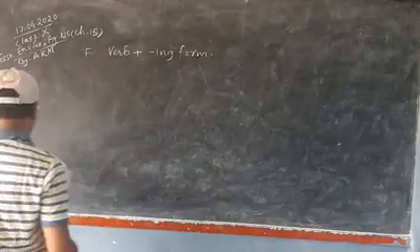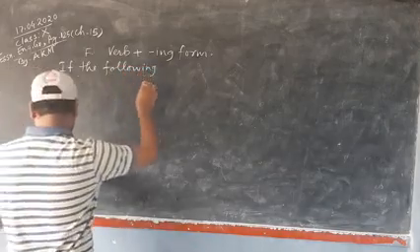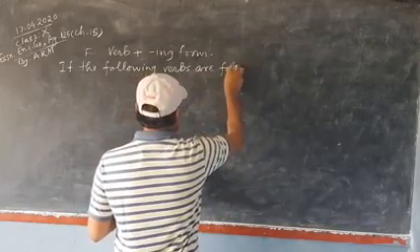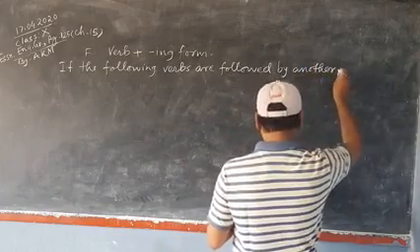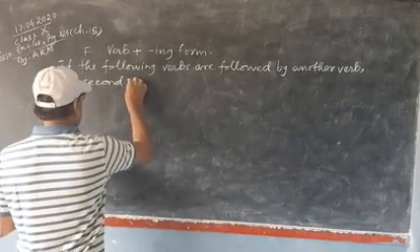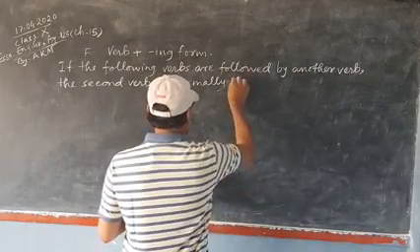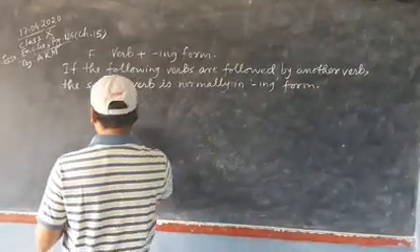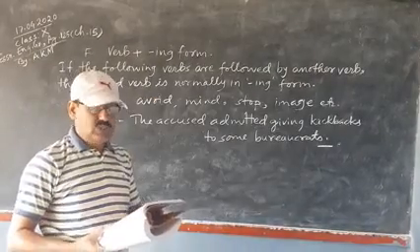Now, verb plus ing form. The following verbs are followed by another verb; the verb is normally in ing form. Admit, avoid, these words with them.